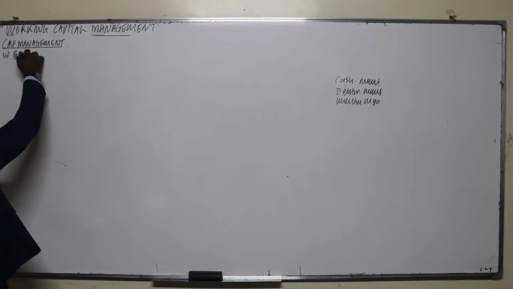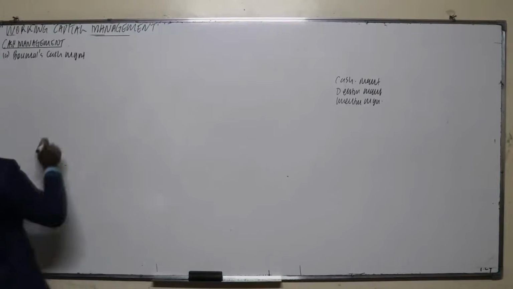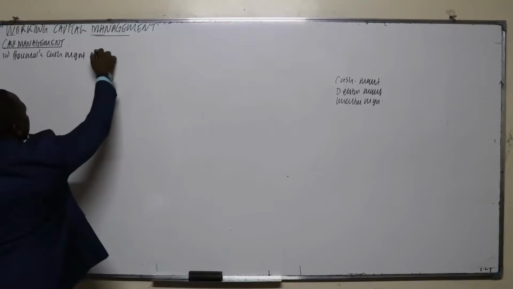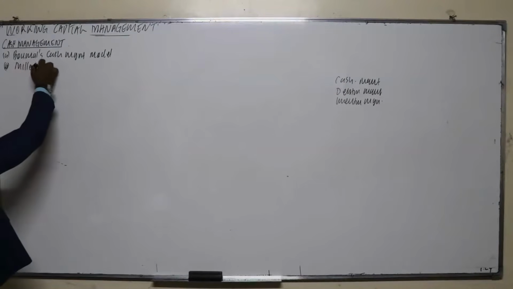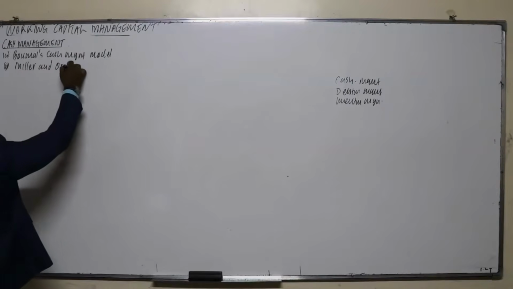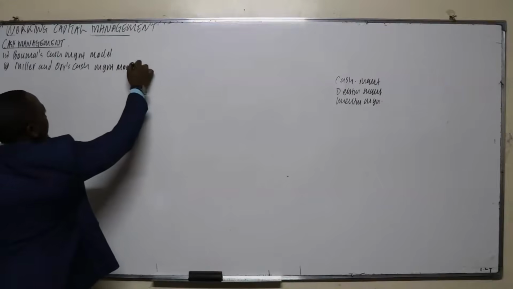Cash management. There are two models of cash management. A, the Baumol cash management model. Then number two, the Miller-Orr cash management model.